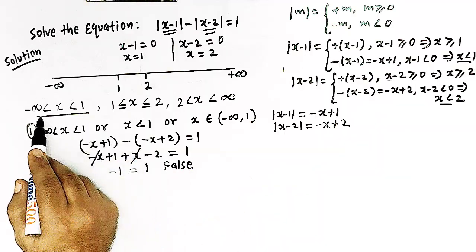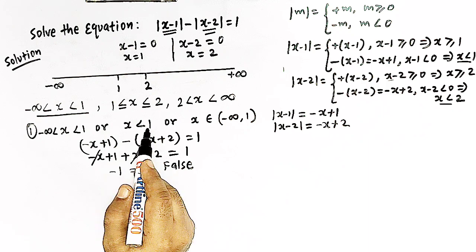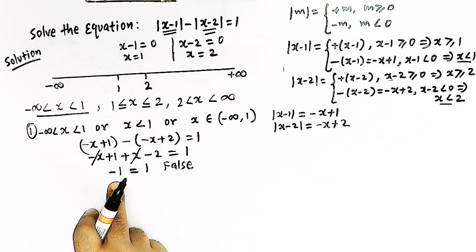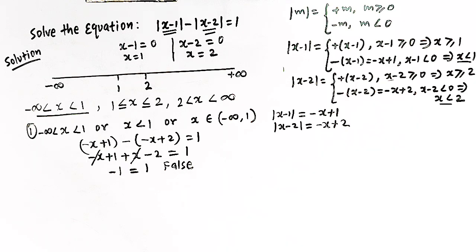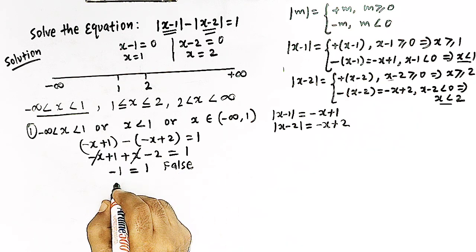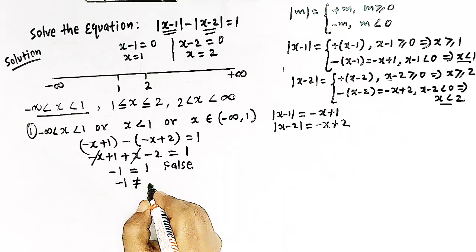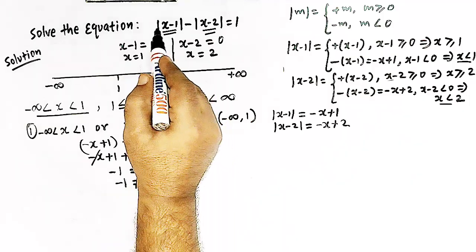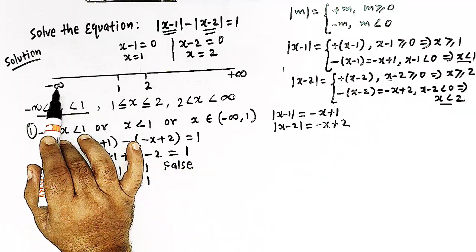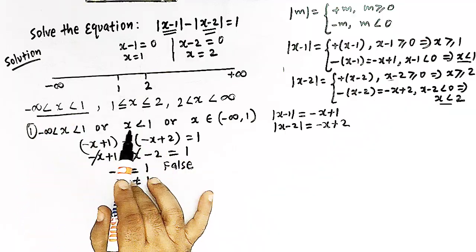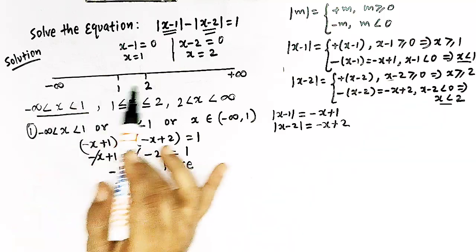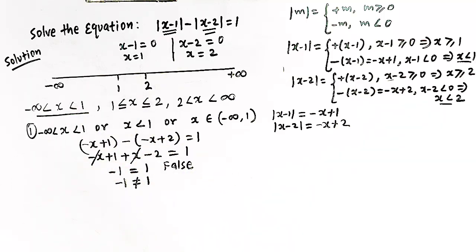So when we take this interval x less than 1, then we arrive at this statement, that is minus 1 is equal to 1, which is a false statement because minus 1 is not equal to 1. So the solution of this equation does not exist in this interval when x is less than 1. So now let us consider the second interval.